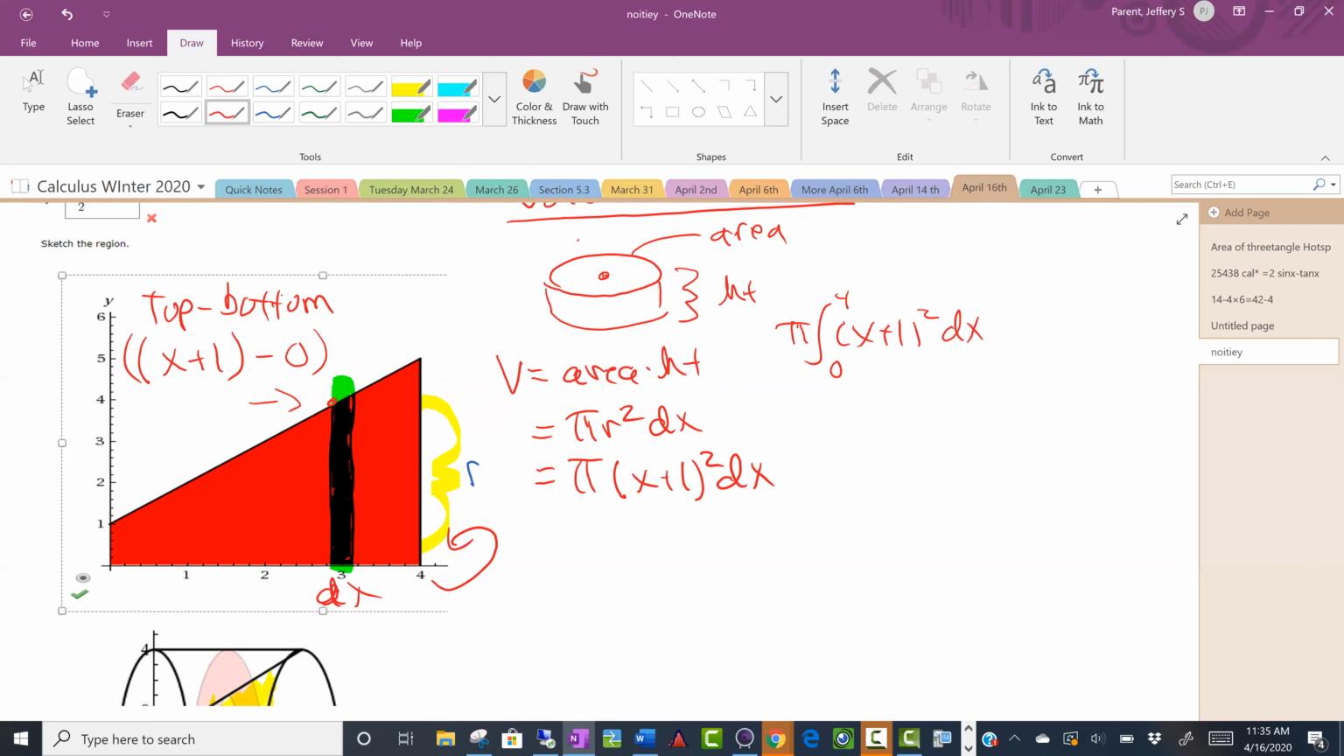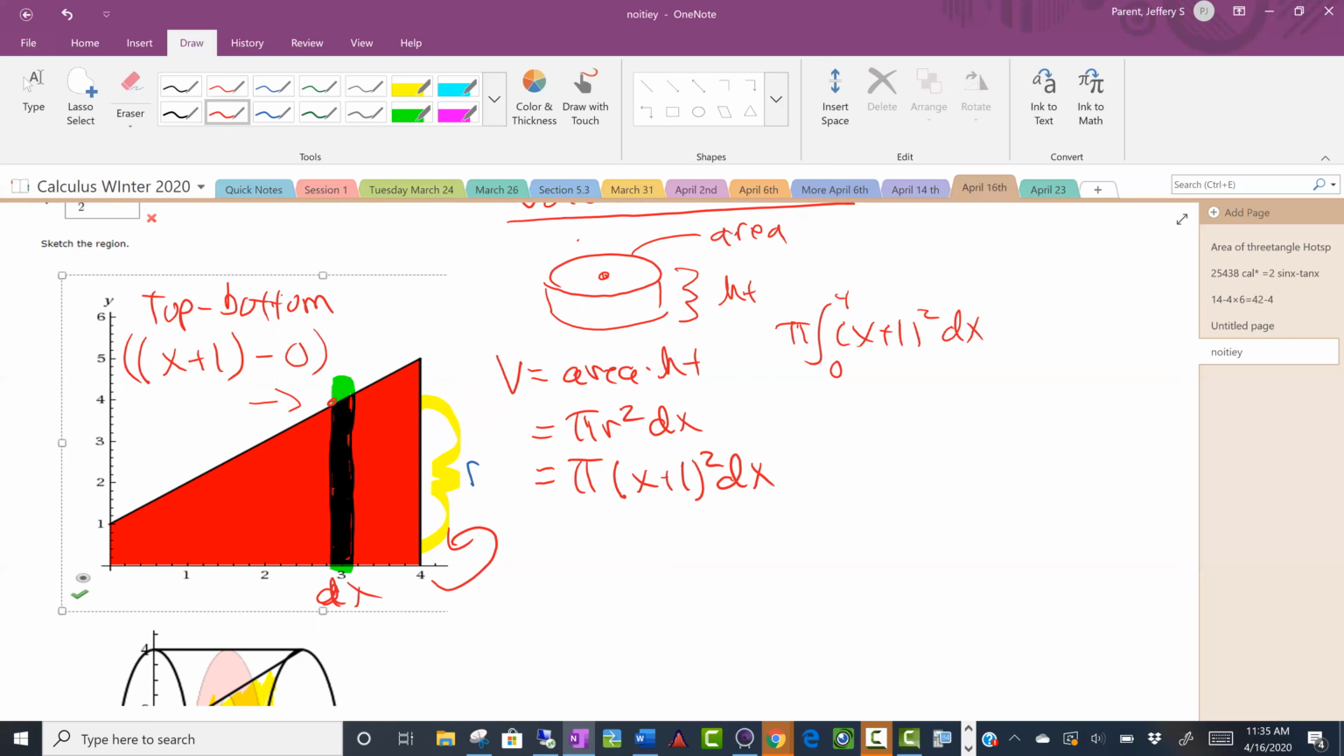Now, personally, what I suggest is that you can double check yourself by numerical integration. You can do that on your calculator with fnInt from 0 to 4 of (x plus 1) squared.